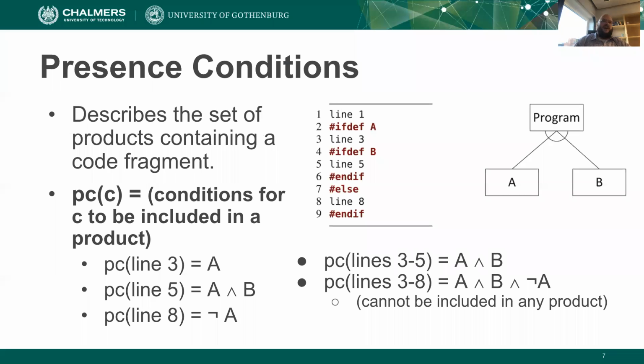So to identify dead code, we need to reason about the mappings from features to code. Formally, we can describe this mapping as a function from the set of all code fragments to sets of products that are represented by feature selections. So we map each code fragment to the set of products where it could be included.